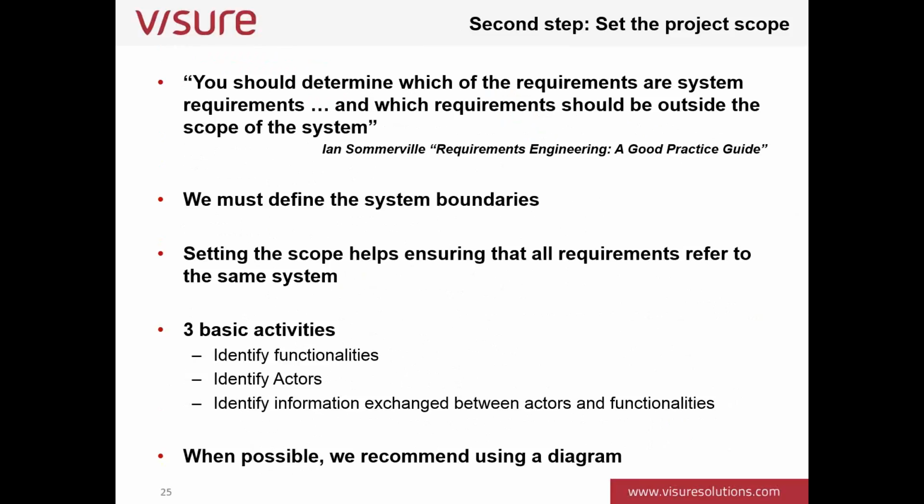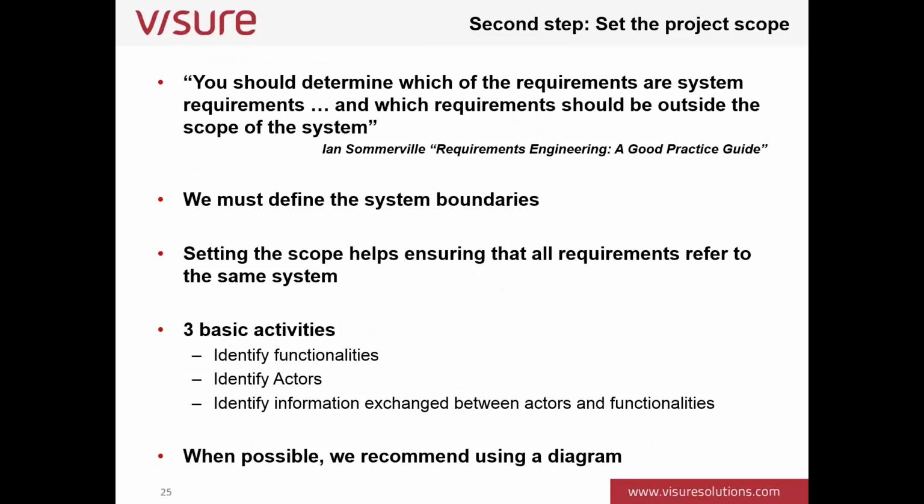Okay. So, three basic activities when identifying the scope, which are: identify the functionalities of the system, identify the actors, which are going to be the external entities that are going to communicate with my system, not necessarily persons or people. An actor could be a third-party system, as I mentioned before. And also identify the information that the actors are going to exchange with my system and with each functionality offered by my system.